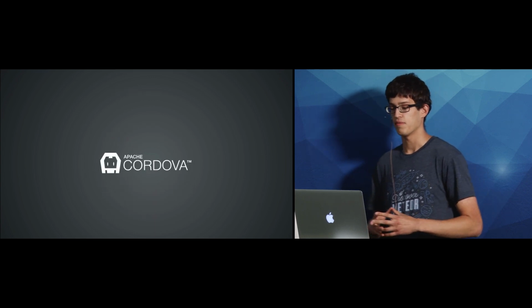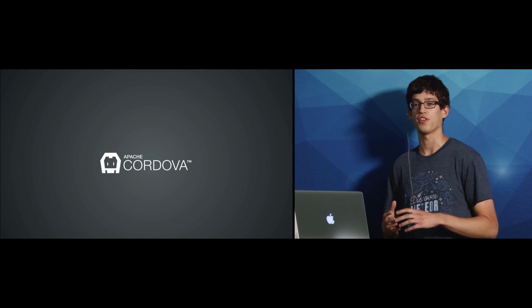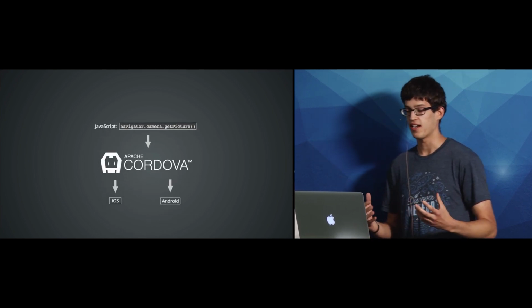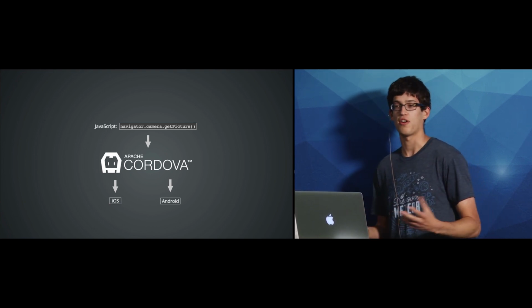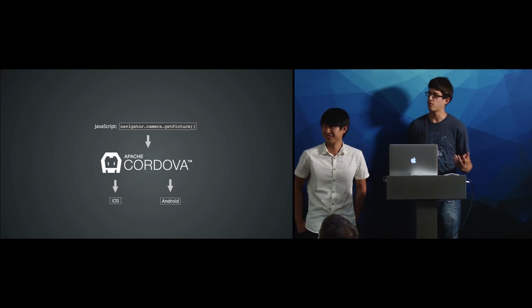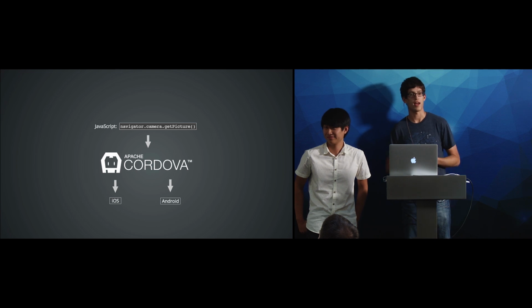The answer is Cordova. Cordova lets you run HTML, JavaScript, and CSS on the phone without using a browser. And not only that, you can write isomorphic JavaScript to access native functionality on all devices, Android, iOS, and web. For example, I could write navigator.camera.getPicture, and I'll have my iOS camera, I'll have my Android camera, and I'll also have a web camera.